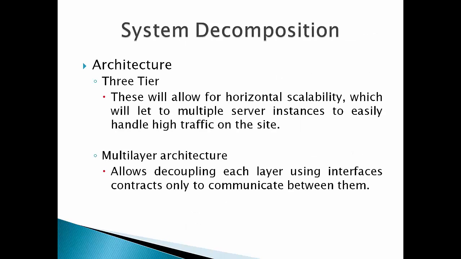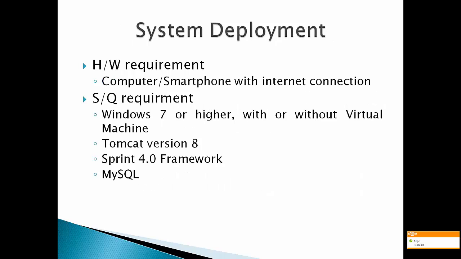And the architecture that we are using for VirtualCube 2.0 is the 3-tier, multi-layer architecture, which allows us to have multiple users. It allows us to easily handle multiple traffic, because in a theme park there will be hundreds of users trying to use the system at the same time.